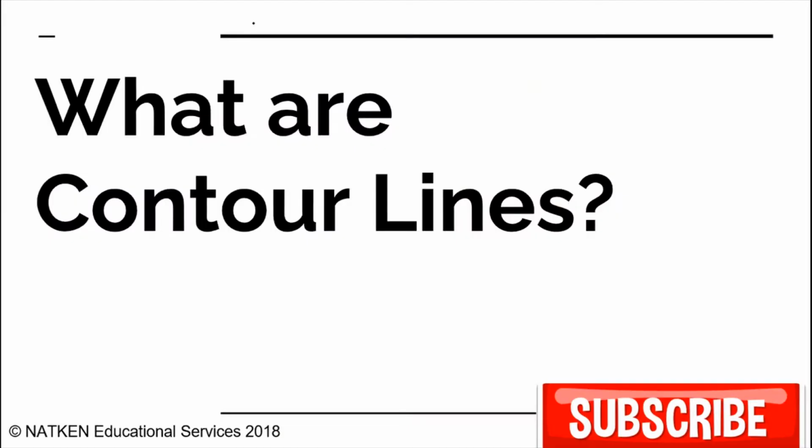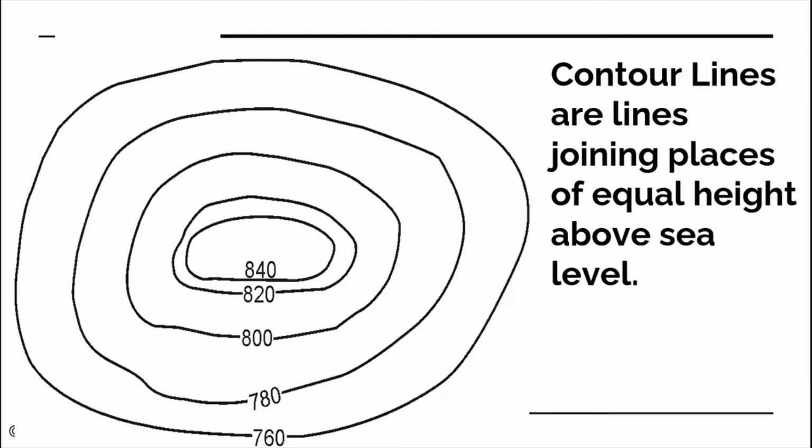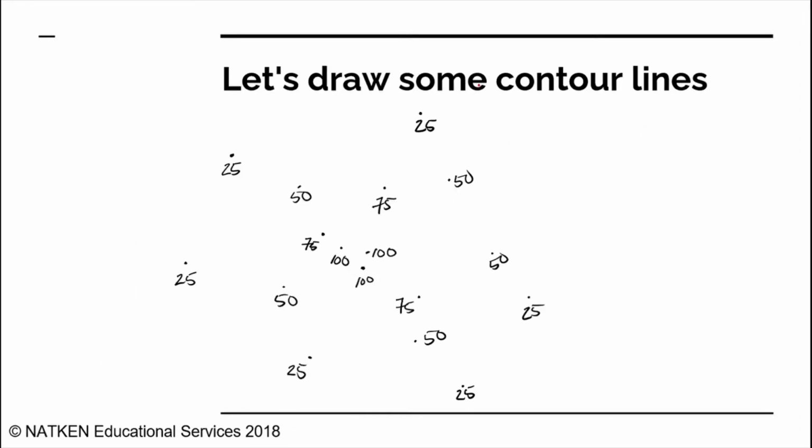What are contour lines? Well, contour lines are lines that are joining places of equal height above sea level. So what we're seeing in the diagram here, we are seeing some circles, and we are also seeing numbers that are on each circle. So we're going to explain why numbers are there, and why it creates this pattern. So let us draw some contour lines.